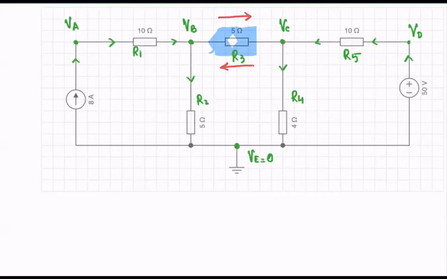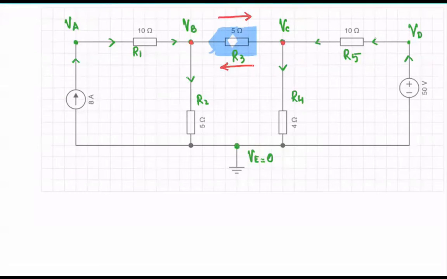How would we know the direction of the current flowing across the resistor R3? Because it could be both ways. We don't know the potential here at VB, and we don't know the potential at VC. So we would not know which potential is higher.